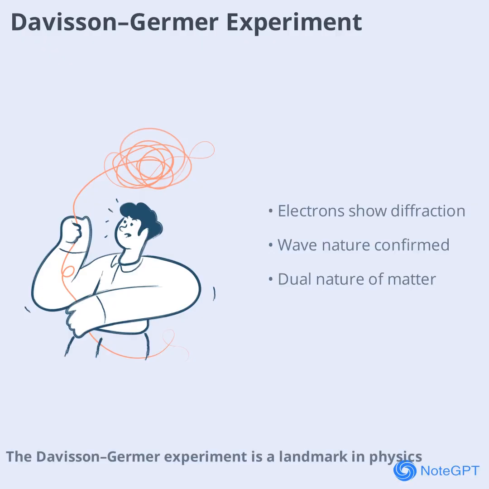The Davisson-Germer experiment is a landmark in physics, providing direct evidence for the wave nature of electrons. In this experiment, electrons were accelerated and directed at a nickel crystal. The scattered electrons produced a diffraction pattern, similar to what is observed with light waves. This result confirmed that electrons, which were previously thought to be particles, also exhibit wave-like behavior. This experiment was crucial in establishing the dual nature of matter.